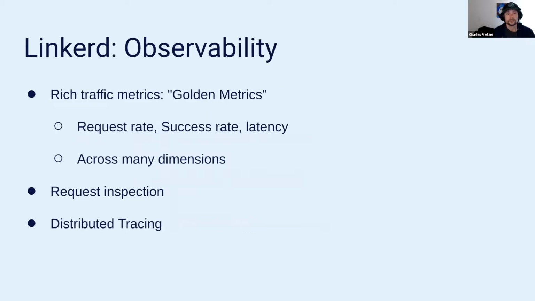When we talk about observability, which is what we're going to talk about today, we talk about rich traffic metrics. These are actionable metrics. In the Google SRE book, they're called the golden metrics, which are request rate, success rate and latency. It's across many dimensions. This is for HTTP traffic. For TCP traffic like Yugabyte, we'll be able to see TCP level metrics like the number of bytes read and written and the number of TCP connections opened and closed.